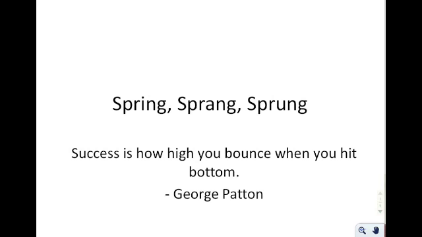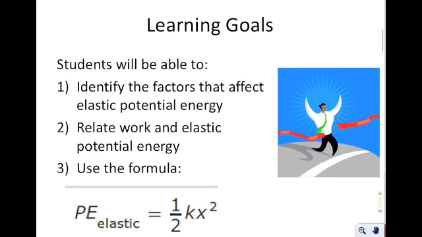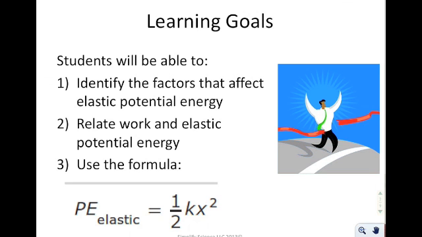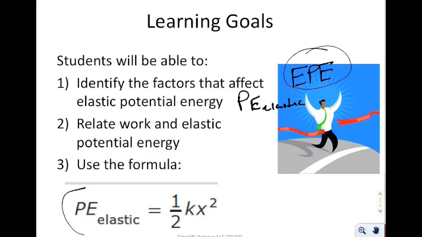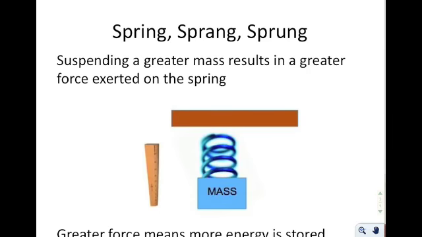So let's take a look at Spring, Sprang, Sprung. The learning goals are that you be able to identify the factors that affect elastic potential energy. A lot of times you'll see elastic potential energy as PE elastic, which is too long for me, so I usually express it as EPE, which stands for elastic potential energy. You also need to be able to relate work and elastic potential energy, so you need to say where it comes from, just like we did with all the other energies. And you need to be able to use the formula, which we said was PE elastic equals 1/2 kx squared.